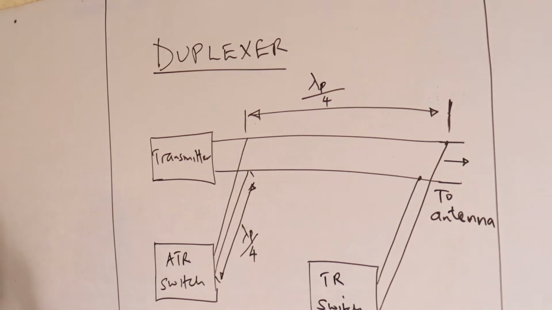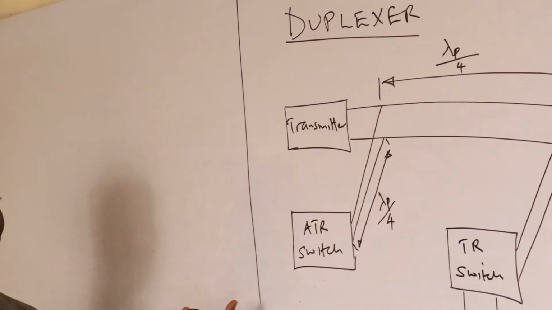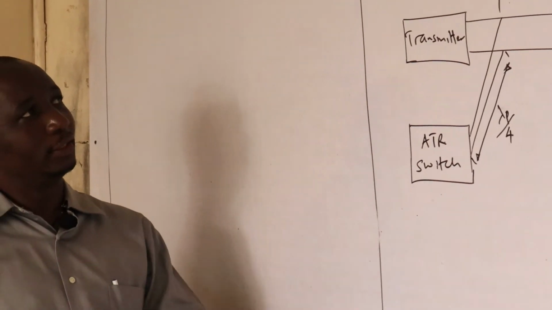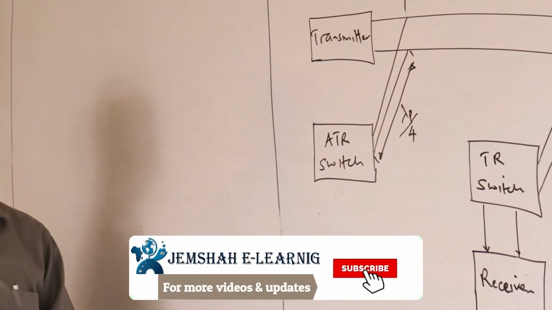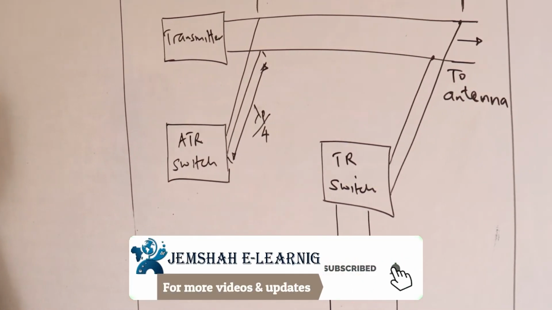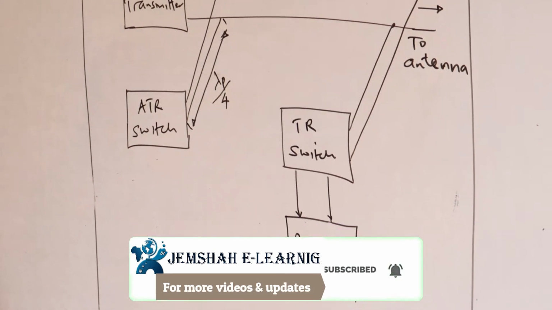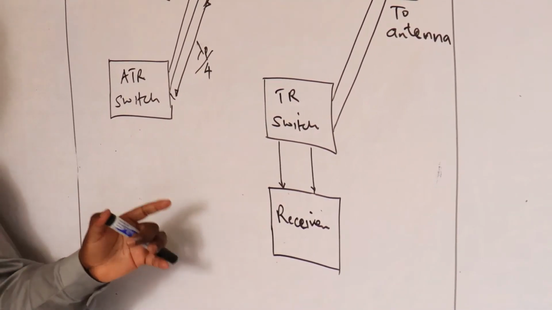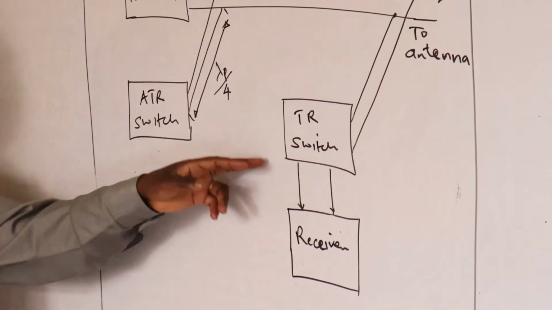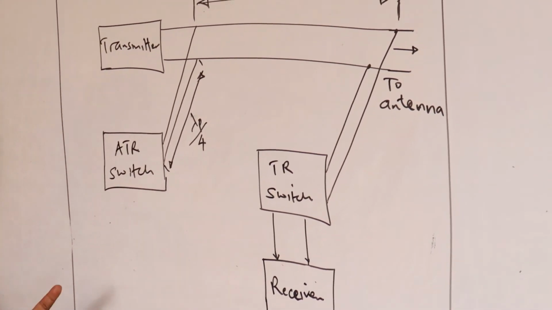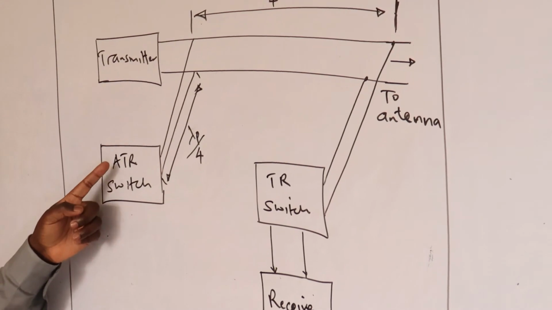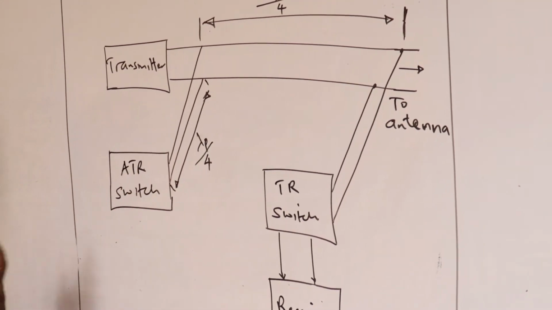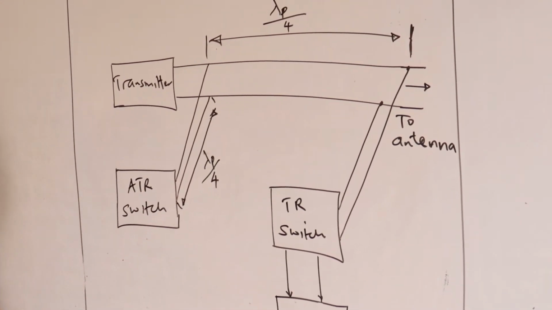The final device we're going to be studying among the microwave devices is the duplexer. The duplexer has the transmitter, the ATR switch, which is the automatic transmit receive switch, and the TR switch, the transmit receive switch. This is a receiver, and this is a transmitter. This links them so that we are able to transmit and receive at the same time. The automatic transmit receive switch is able to connect the line automatically.